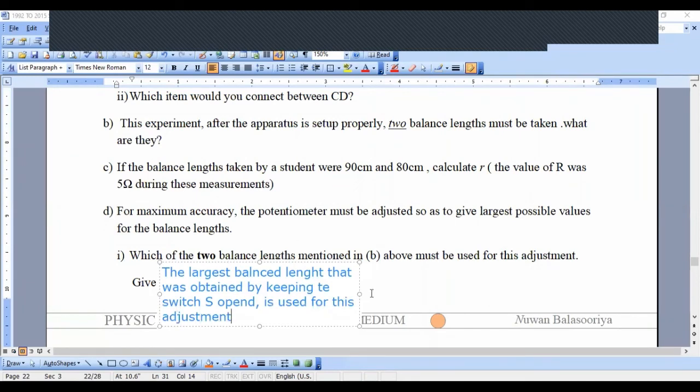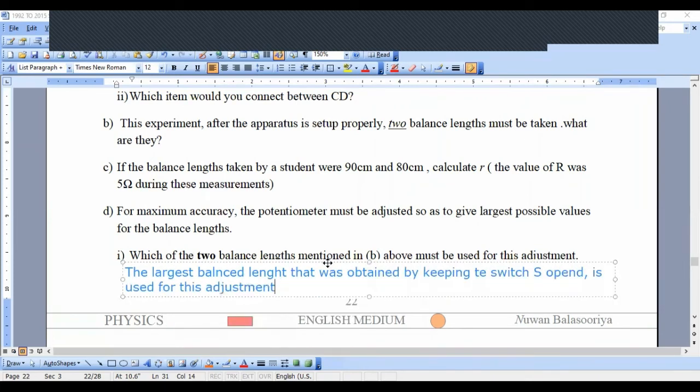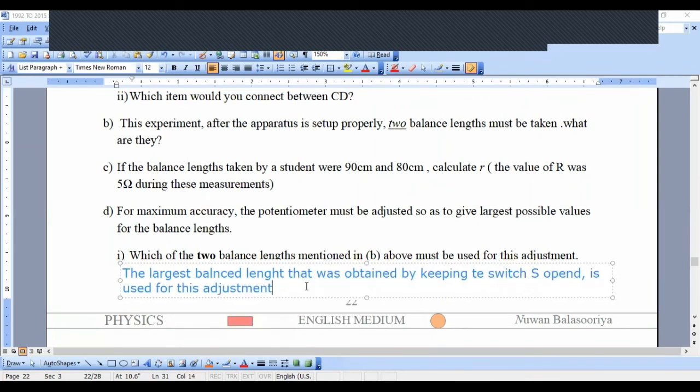Now I want to tell you something further. Listen, write the answer. After that, I'll explain this further. So what's the answer? The largest balance length that was obtained by keeping switch S open is used for this adjustment. The largest balance length is used for this adjustment that was obtained by keeping the switch S open.